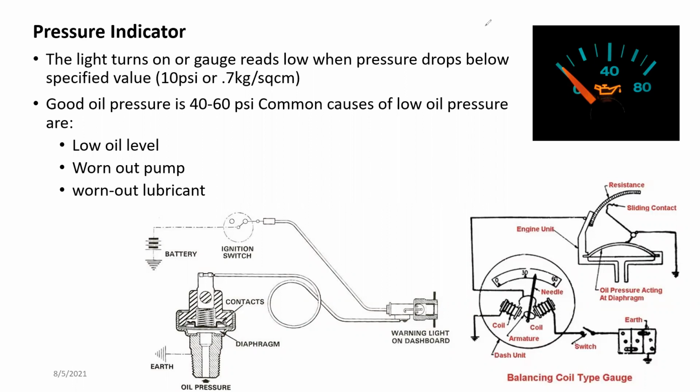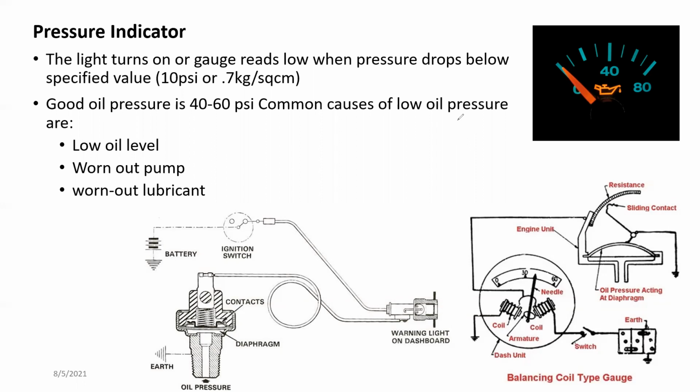The light turns on, or the gauge reads low pressure, when it drops below the specified level, 10 psi or 7 kilograms per square centimeter. Normal oil pressure is between 40 and 60 psi. Common causes of low oil pressure are low oil level, a worn out pump, and worn out lubricant. Low oil level means the system is not getting enough lubricant, so it cannot maintain the pressure in the system because it can't pump.